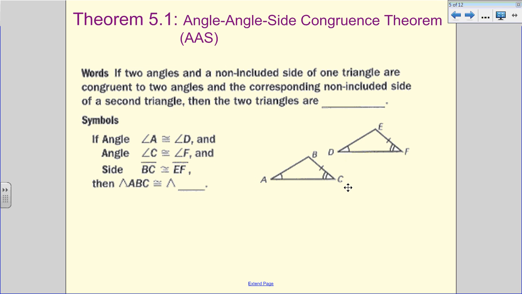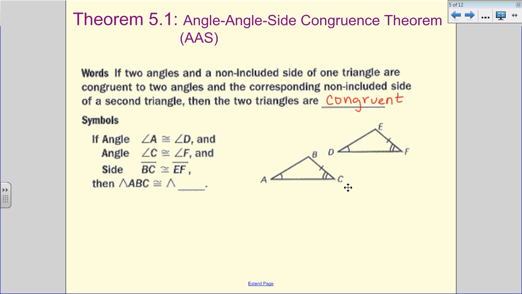All right, now we have our first theorem of the chapter. It looks very similar to our other postulates, but this is called the angle angle side congruence theorem. So if two angles and a non-included side of one triangle are congruent to two angles and the corresponding non-included side of a second triangle, then the two triangles are congruent. So what this means now is that if we have two congruent angles and any congruent side, we're going to be able to call the triangles congruent. But everything has to correspond.